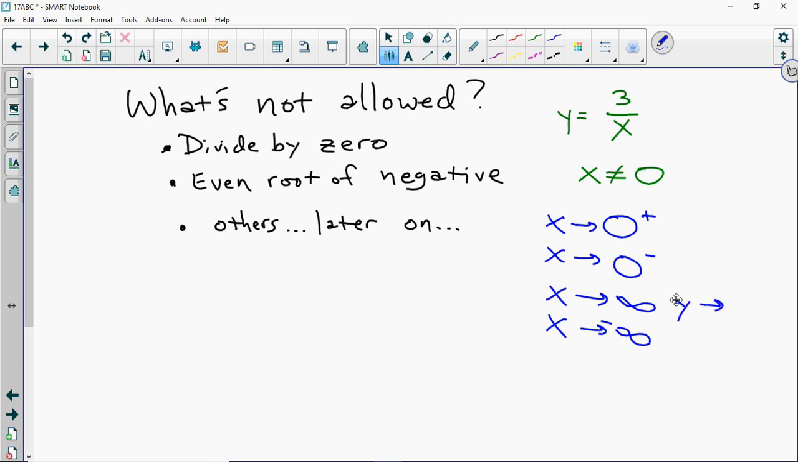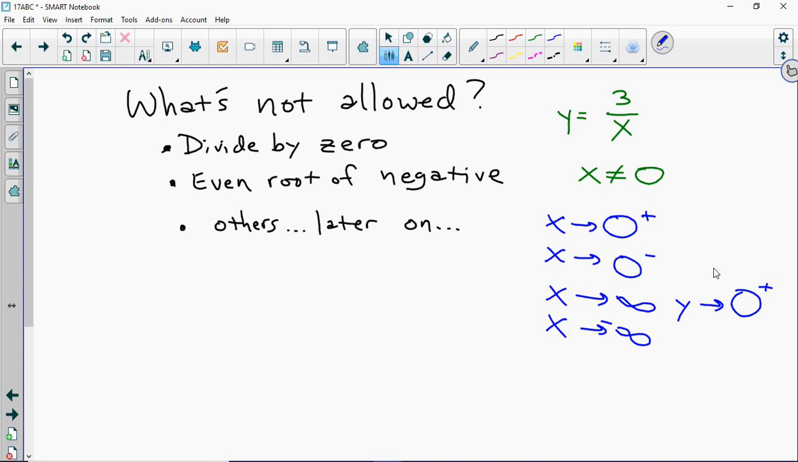Well, we have y equals 3 divided by a super, super big number. 3 divided by a super big number is basically going to be 0. It's not going to be exactly equal to 0, but it's going to be pretty close. And the bigger that x gets, the closer the y value will be to 0. I'm going to put a plus here to indicate that it's actually a positive number that's really, really close to 0.